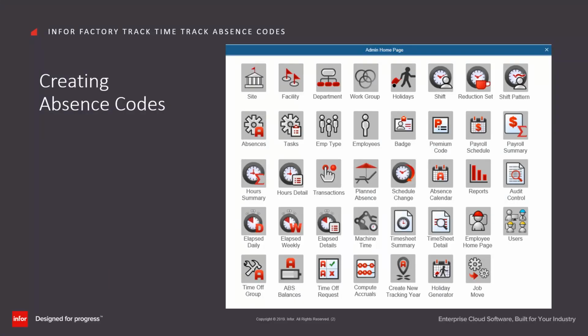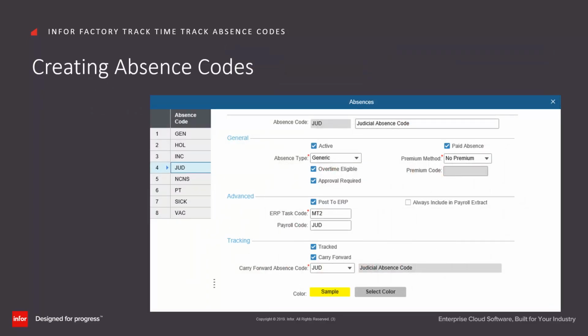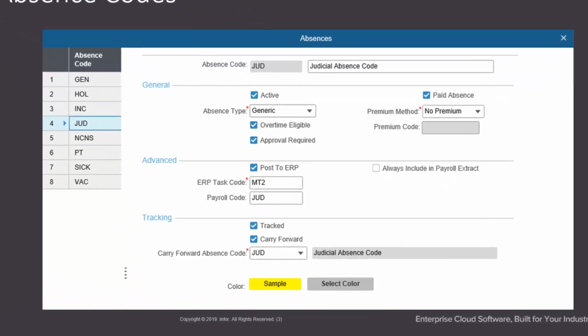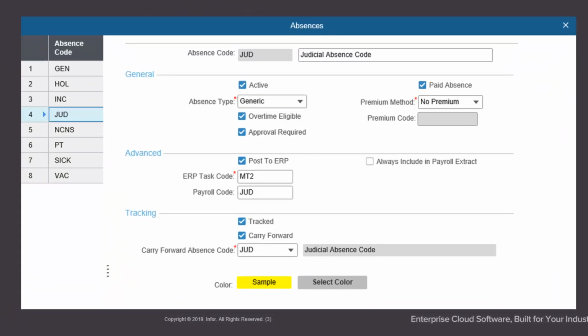In order to access the absence form, select the Absences icon from the Administrator homepage. We should enter the code and description of the absence, whether it is active, and whether or not the absence should be paid. We select one of the 6 absence types, which are generic, sick, vacation, holiday, instant, and no call, no show, or NCNS.